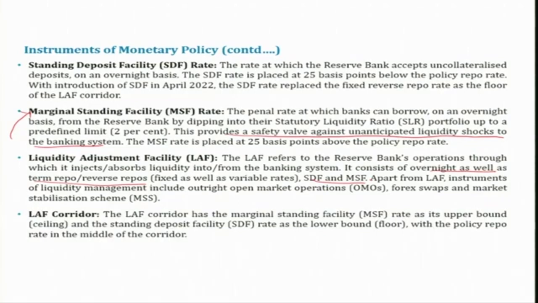There are some more, like the LAF corridor. The LAF corridor has the marginal standing facility rate as its upper bound and the standing deposit facility rate as the lower bound, with the policy repo rate in the middle of the corridor. So I would suggest you visit the RBI website, where lots of resources are given about this instrument, with further clarification about these instruments and how they have been used.